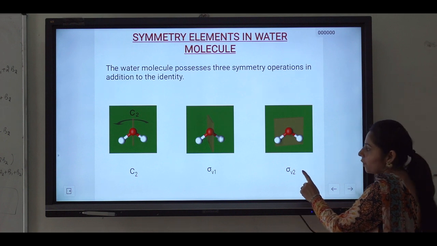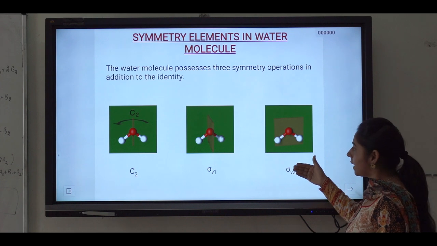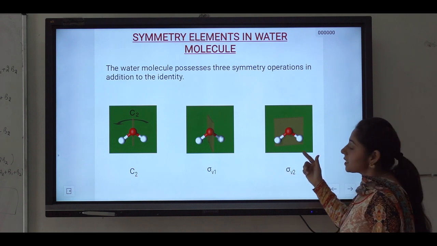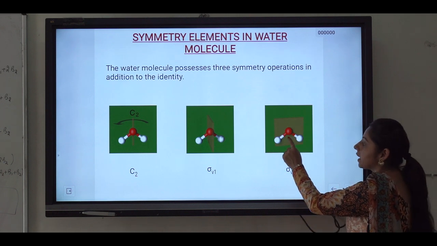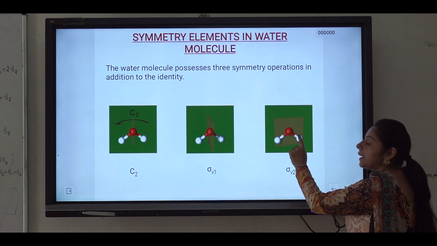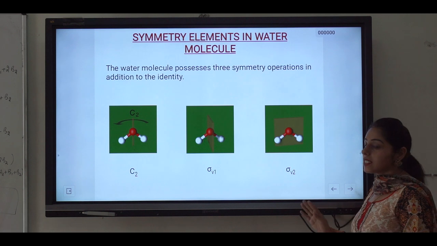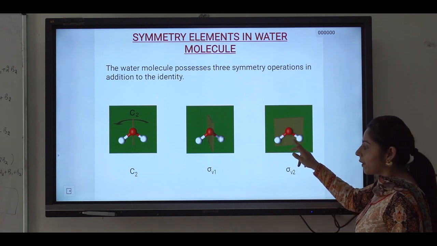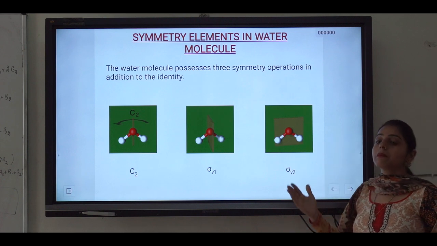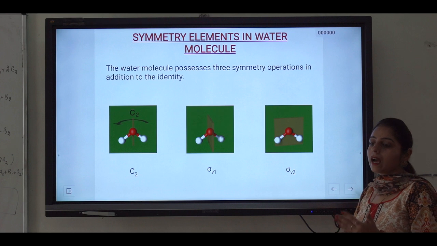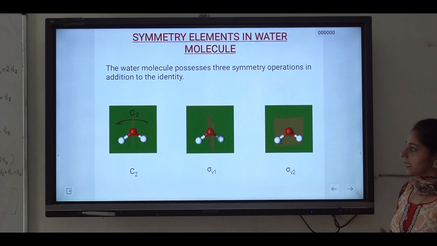In the next symmetry operation, which is again a reflection plane, this plane lies in the plane of the molecule. Thus, it includes all the 3 atoms, 1 oxygen and 2 hydrogens. After this symmetry operation, there is no change in the position of any atom in the water molecule. But again, if we imagine that half of each atom consists of a black portion and half of a white portion, then these black and white portions will exchange with each other.